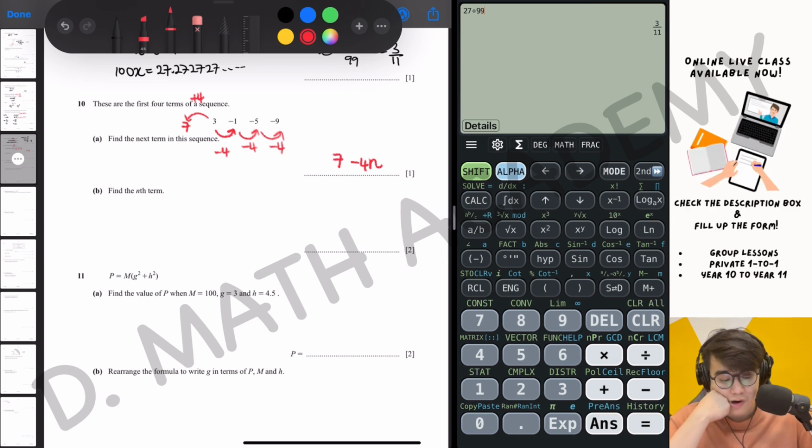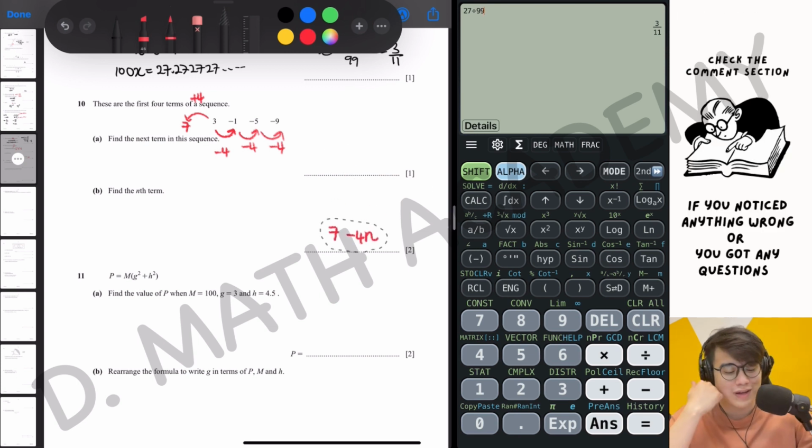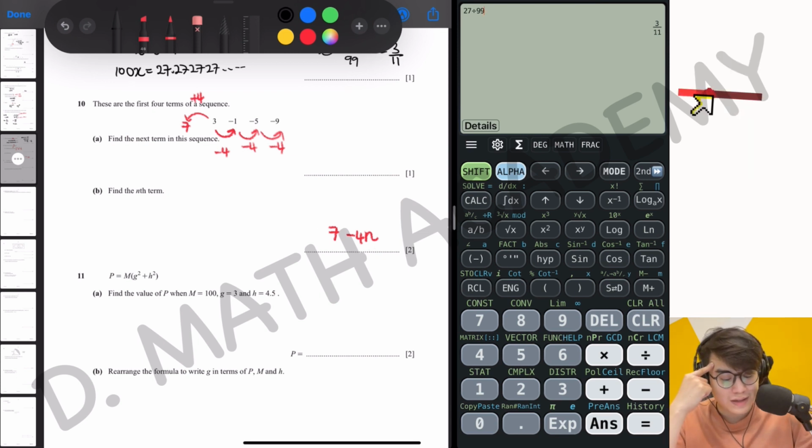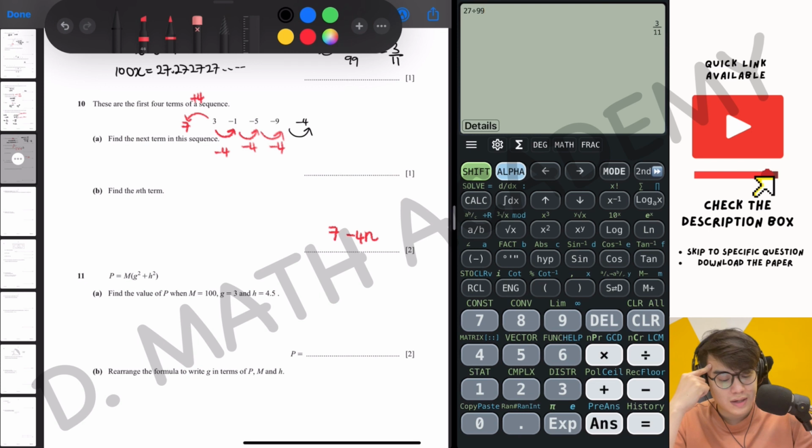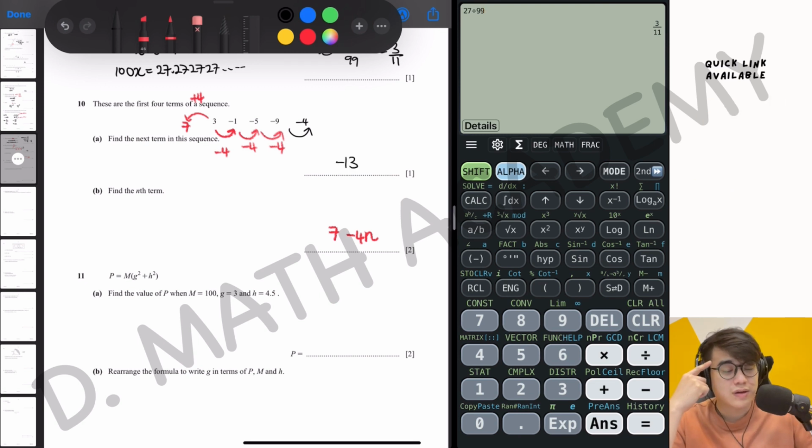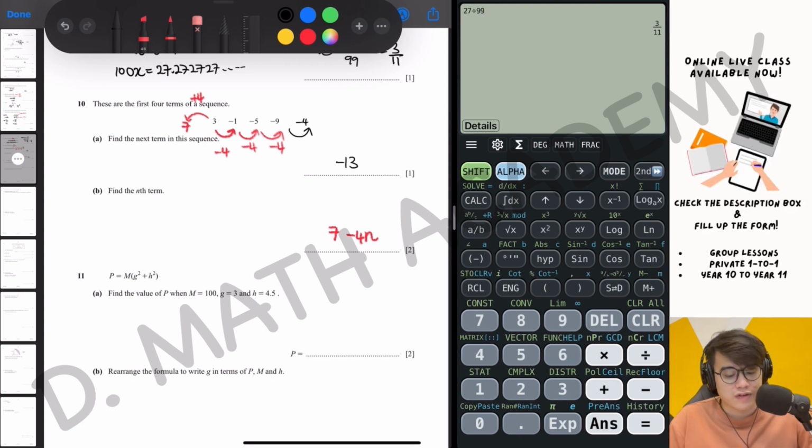Okay, oh, I accidentally did it wrongly. This 7 minus 4n is meant for your part B. And then for your A here, we have to minus another 4 to get to your results. That will be -13. Okay, so your 10A is -13 here.